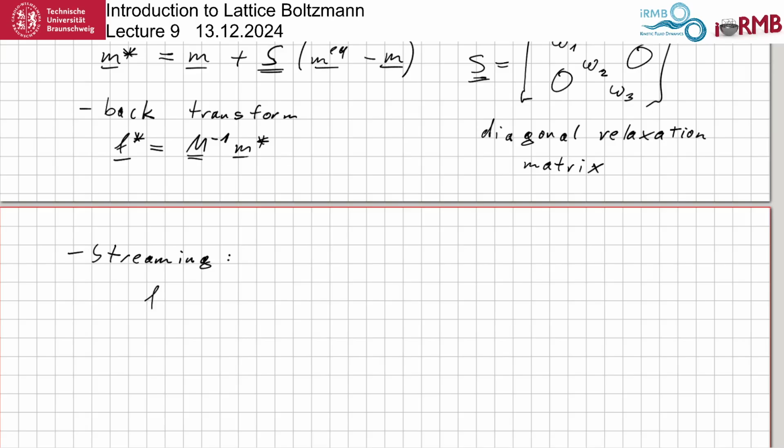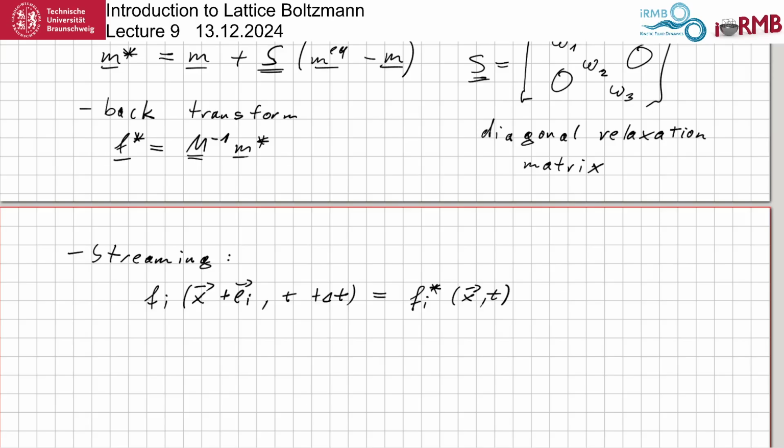So streaming: f_i at x plus e_i, so the vector in that particular direction, at t plus delta t, is equal to the post-collision f_i at x and t. So, by the way, is this push or pull? This is push, right? Yeah.